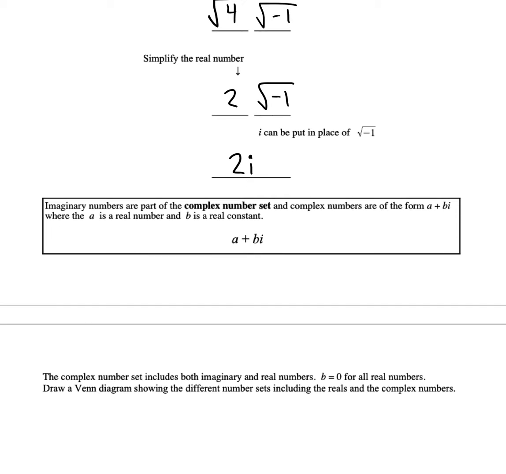Imaginary numbers are part of the complex number set. Complex numbers will be of the form a plus bi, where a is the real part and b is just a constant, but the bi part is imaginary.